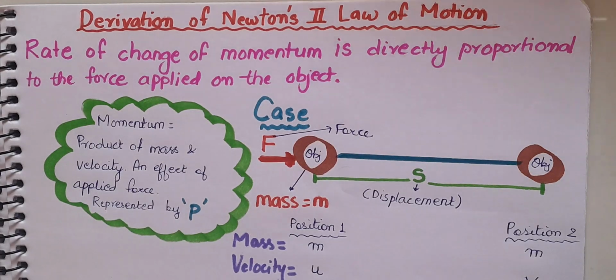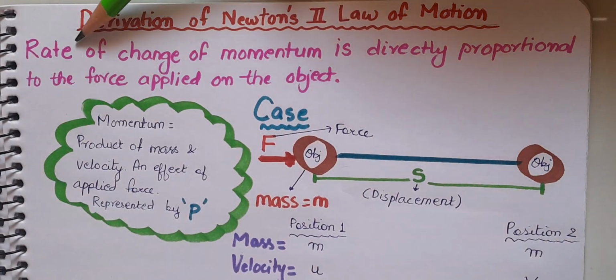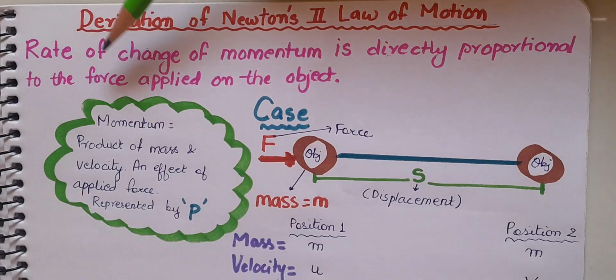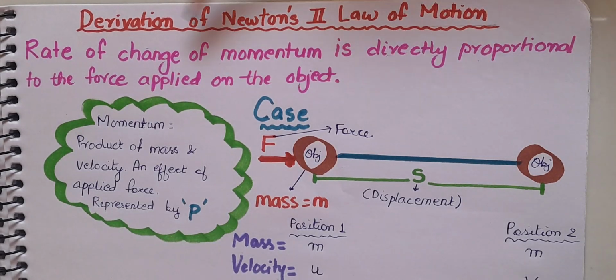Newton's second law of motion states that the rate of change of momentum is directly proportional to the force applied on the object. It means how much the momentum changes with time directly depends upon how much force is applied on the object.